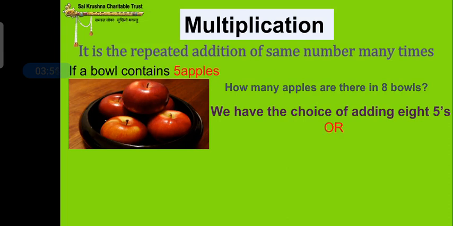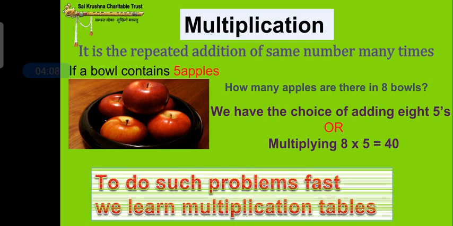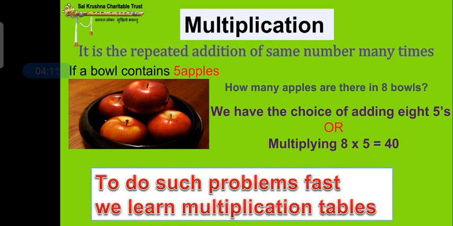We have the choice of adding 8 fives or multiplying. 8 into 5 is 40. Therefore, multiplication is very important. To do such problems fast, we learn multiplication tables. Is it clear, children? Either you can add 5 plus 5 plus 5, and you have to add 8 times because they are asking about the 8 bowls. Therefore, it is easier to multiply than to add. Therefore, 8 fives is 40.